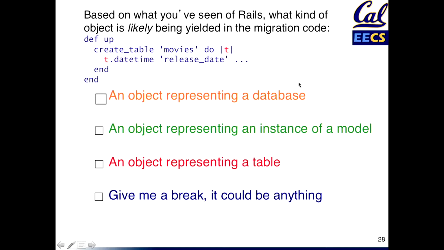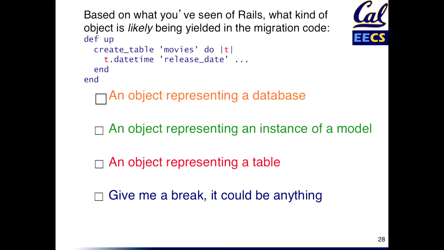Is it an object that represents the database, an object representing an instance of the model, an object representing a database table, or given the information we have, it could be anything, and it's not fair to ask the question. OK, what does everybody else say? We have red and green appear to be the most popular options among those who are voting. Those who are not voting, you must be thinking about something else. All right, talk it over for a little bit, and let's see if we can converge between red and green.